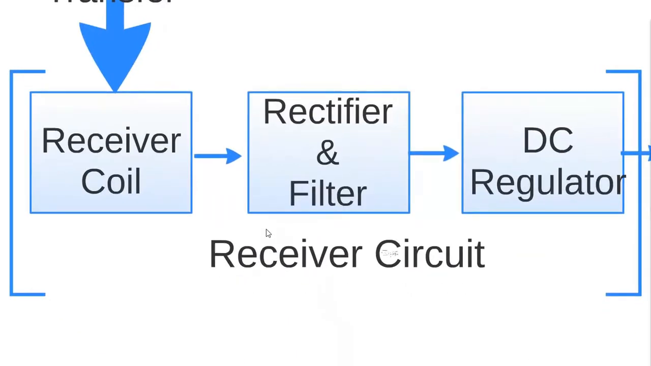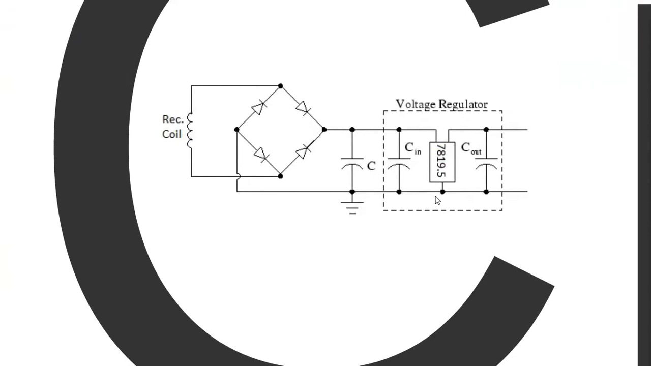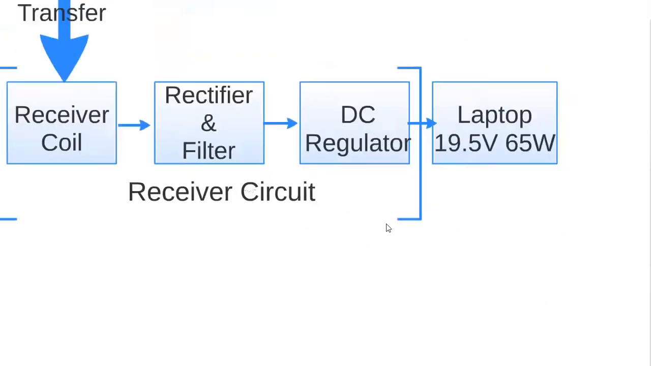From here we go to the receiver circuit, which is basically the coil, rectifier and filter, and DC regulator. We designed the rectifier to be a rectifier bridge, with a normal voltage regulator in this case.